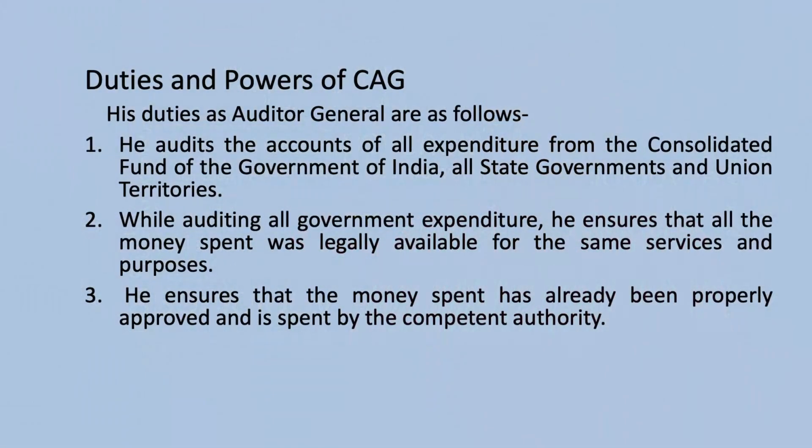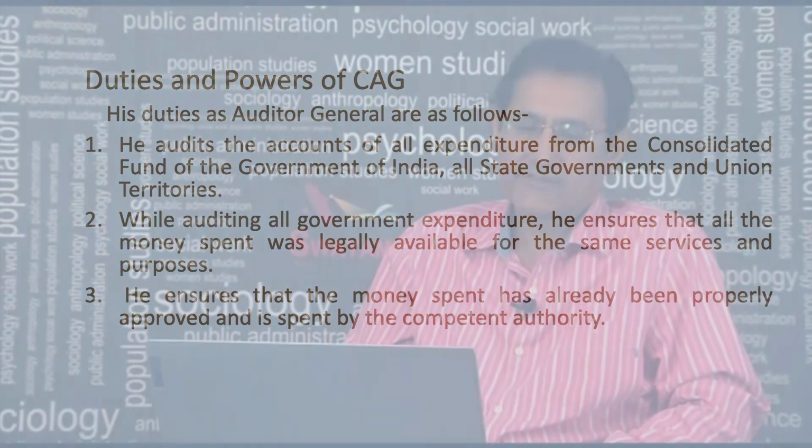His duties as Auditor General are as follows. First, he audits the accounts of all expenditure from the Consolidated Fund of the Government of India, all state governments and union territories. Students, he audits all the transactions related to the expenditure and receipts and the withdrawal of money from the Consolidated Fund of India and all the state governments and even union territories.